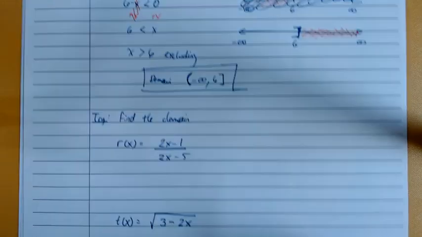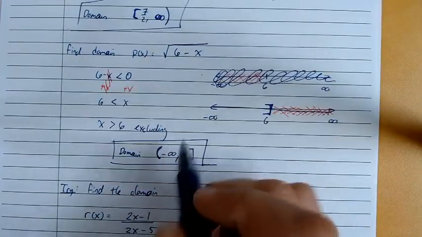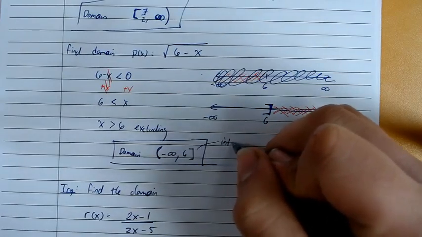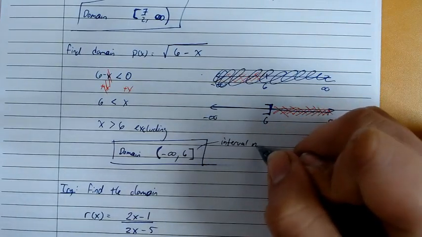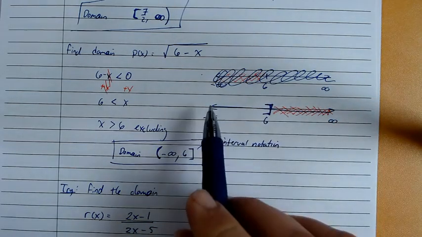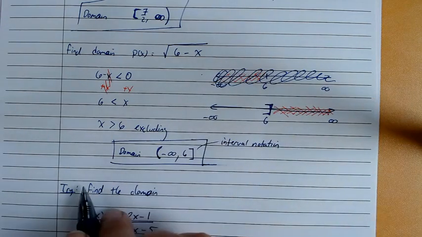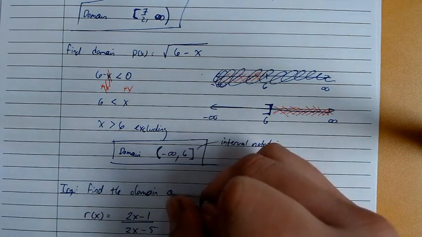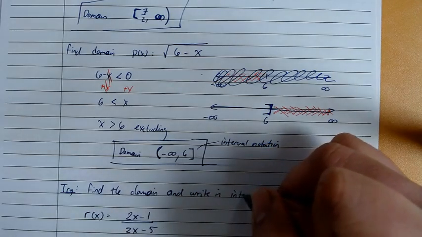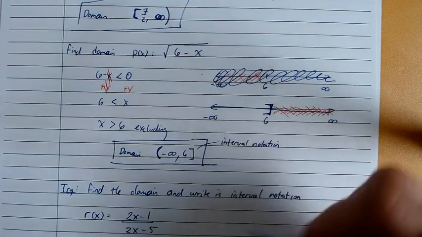Go ahead and pause the video and write your answer. When you write it this way, this right here is called interval notation, as opposed to writing it in words, you write it in symbols, from negative infinity to 6, from 6 to infinity. That's called interval notation. So here are the directions. Find the domain and write in interval notation. And remember, the order matters.